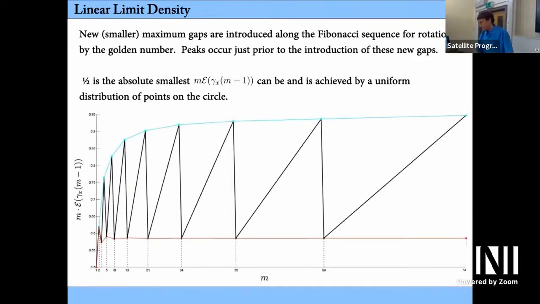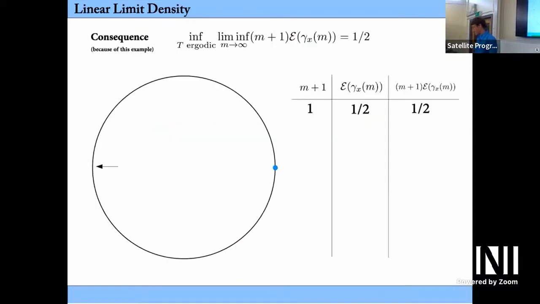And so if you just plot the number of points versus the largest gap, you're going to see it oscillates like that. So you don't really get a limit, but you get a limsup for that thing, sort of the worst case. And I want to compare the limsup for different rotation angles that we could put down.